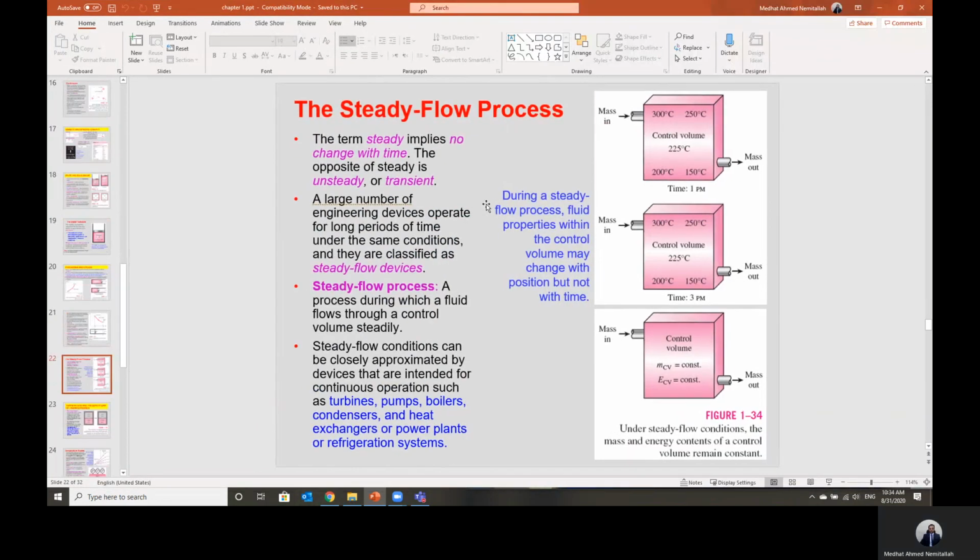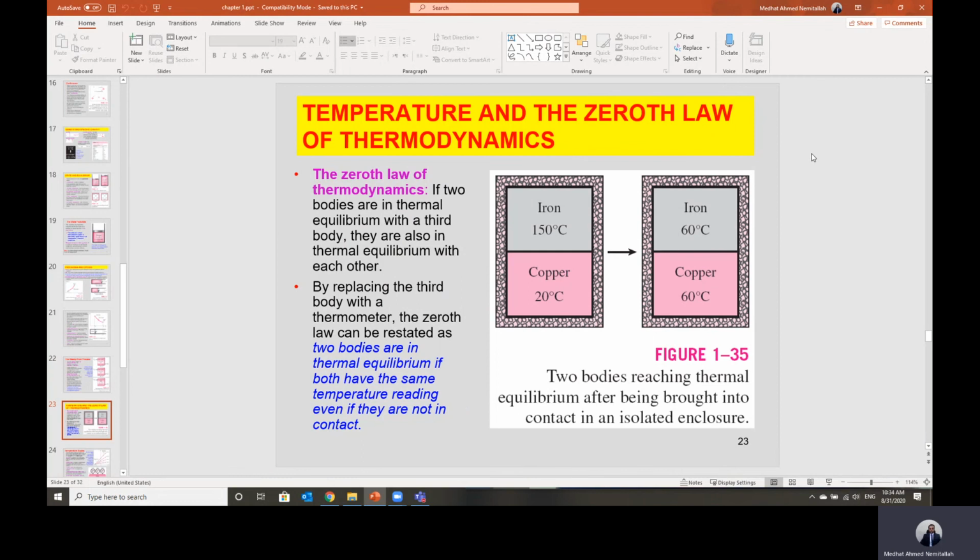Okay. Inshallah, next time we'll end this chapter. We'll talk about the temperature scales, Celsius scale, Kelvin scale, Rankine, and how we can measure temperature. We'll also talk about the pressure scales, gauge pressure, absolute pressure, and how we can measure pressure, including atmospheric pressure.